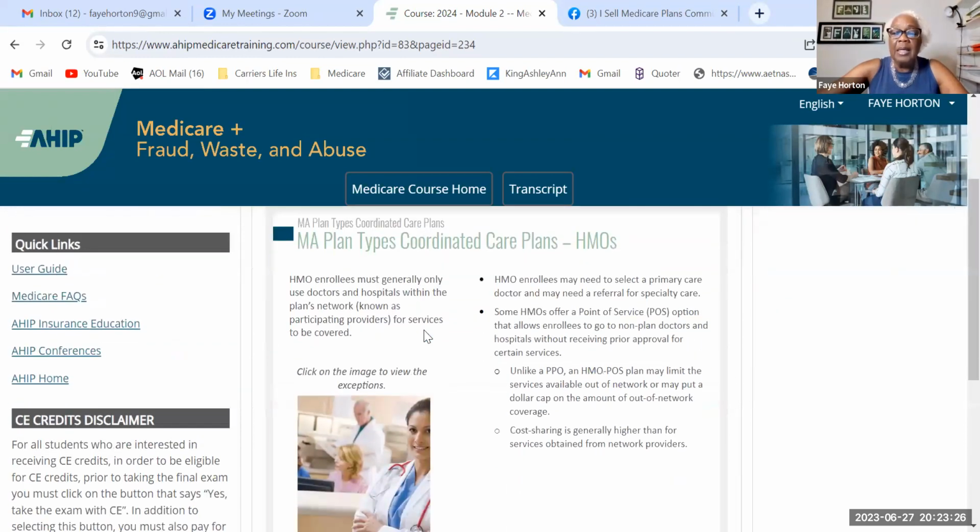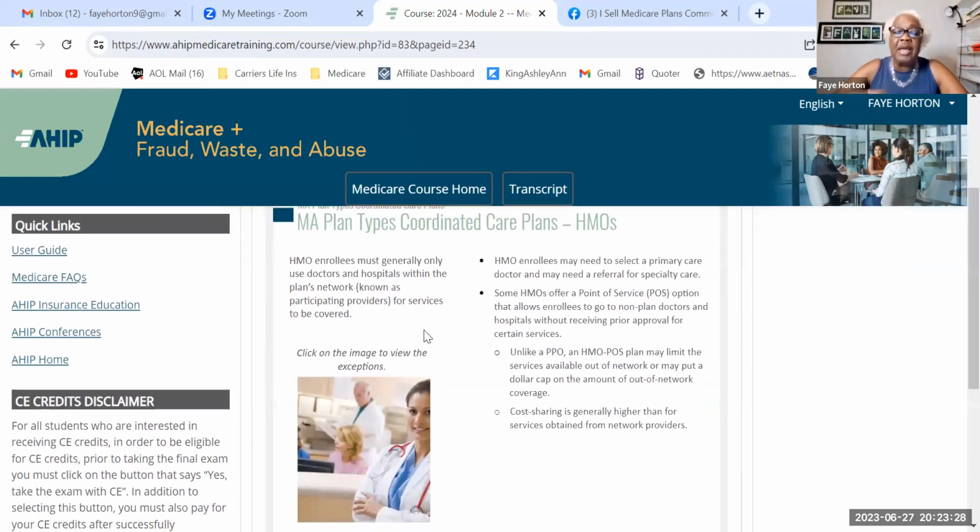So first, let's talk about the HMO plans. HMO enrollees must generally only use doctors and hospitals within the plan's network unless it is an emergency.